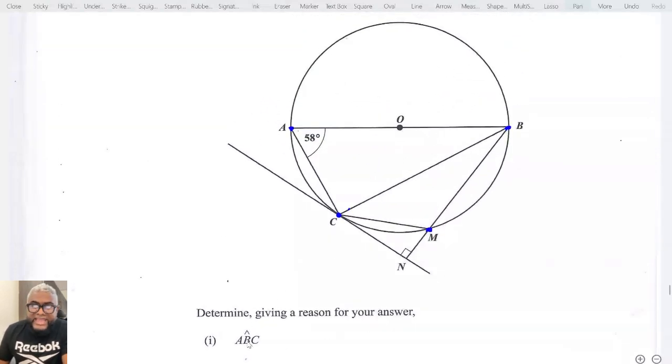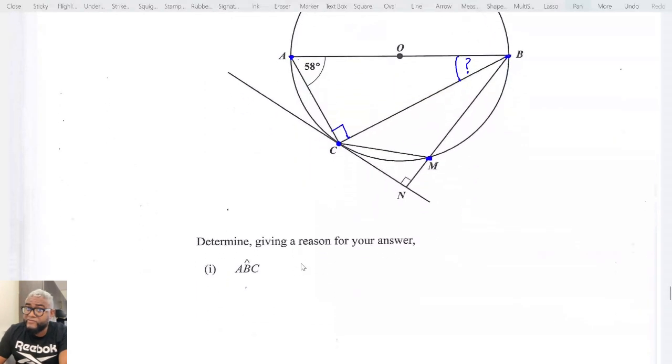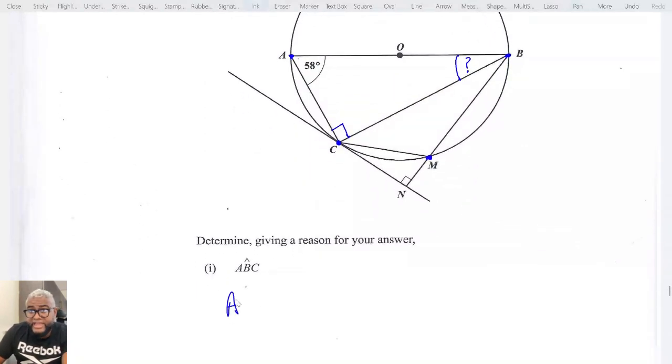Determine, giving a reason for your answer, A, B, C. So I'm going to highlight where A, B, C is. A to B to C. We want here what we just identified. Here's 90 degrees. Excellent. The reason for that will be angle in a semicircle is 90 degrees. And then what can we now use in order to find this unknown angle here? The 3 angles in a triangle add up to 180. So you have to give reasons for every step, right? So we first put A, C, B is equal to 90 degrees and we must put the reason, right?